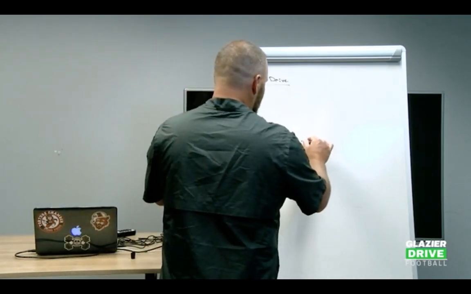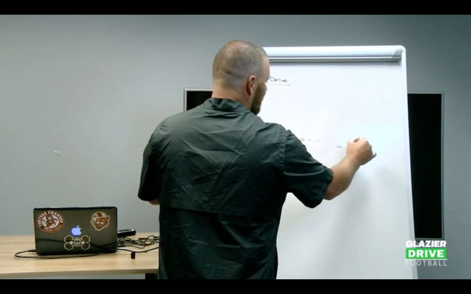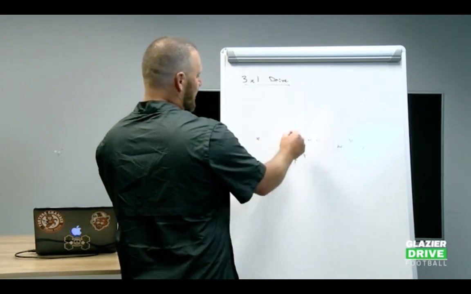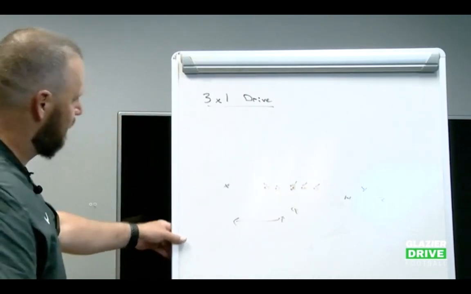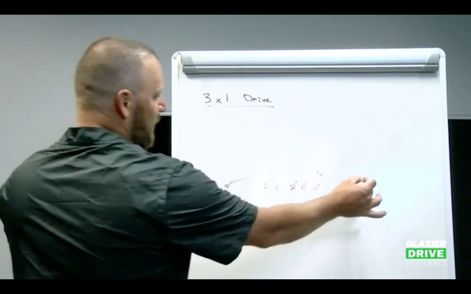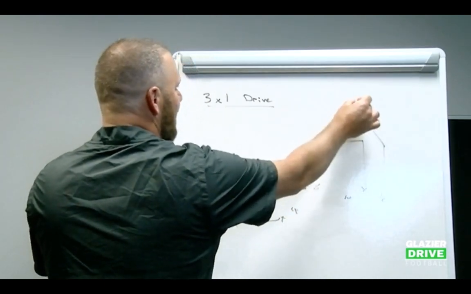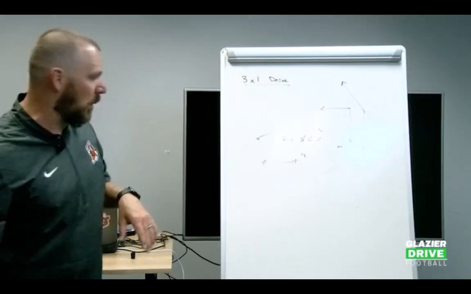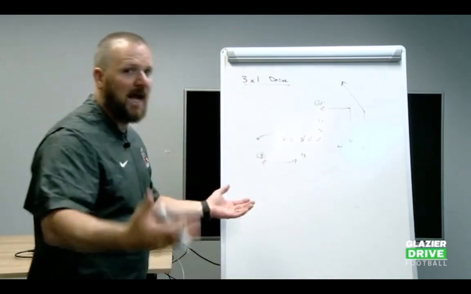So the first thing I'm going to show you is run an X drive out of trips. So we're in trips, X drive. We got the man side, slide side, backs out. What does the Y do on drive? He runs a dig, right? What does the Z do? He runs a post, right? So everything's the same. Not a lot of teaching involved. Same thing for the back. The read is different for the quarterback, right? 1, 2, 3. Drive, dig, back.